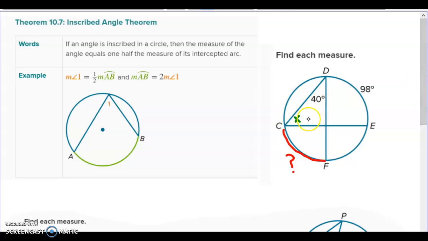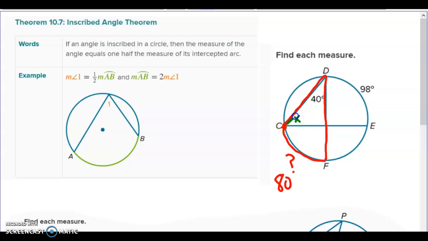So what I would do on this one, if I want to find this arc right here, is I would take my pen and I would start at C and I go back, right? So back, and then start at F and go back. So 40 degrees is going to be the inscribed angle. So what is the intercepted arc? 80 degrees, okay?